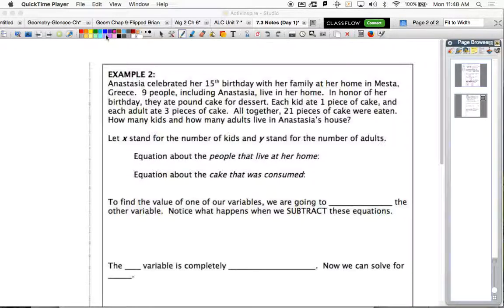All right, here's our second page now of our notes. We have just a couple more problems to do. One of them is a word problem here. So if you want to go ahead and read that along with me.